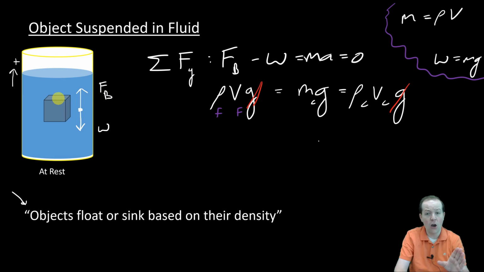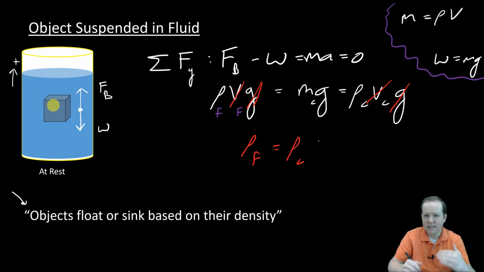In this case, since the object is totally underwater, the volume that got displaced is the volume of the cube. So that goes away. And look what I have. The density of the fluid is equal to the density of the cube. When these two densities are the same, the object isn't going to be accelerating upwards or downwards. This is where this density describing things floating or sinking comes from.